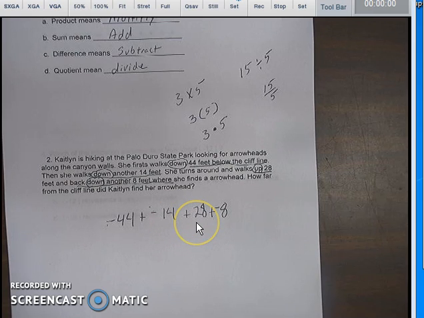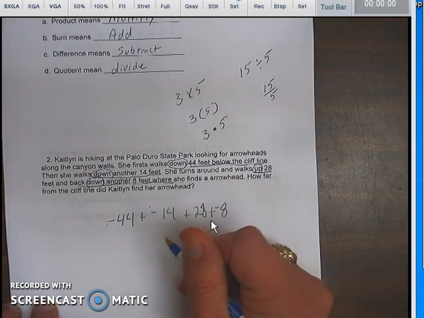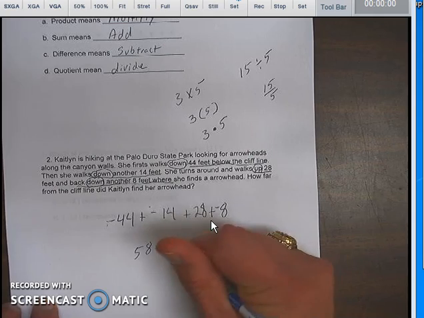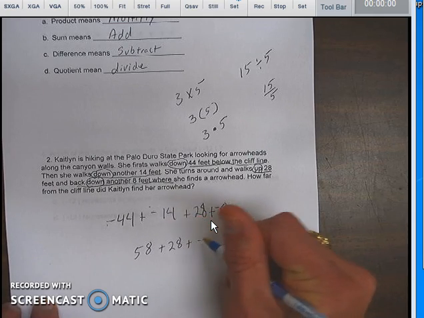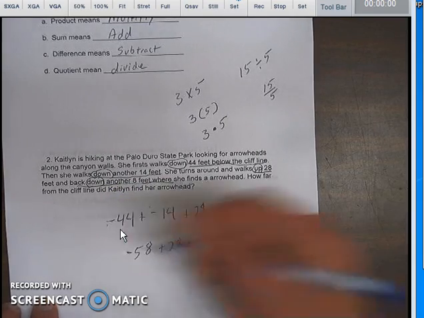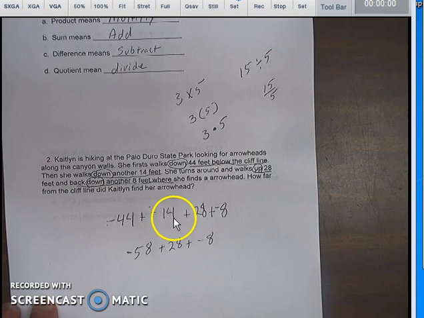And then she turned around and walked up. Walking back up would be positive, so you're just adding like you've normally added. And then she walked down another 8 feet. So you could have just put -8, but I prefer to say plus a negative. So that's what we've done. So what you need to do now is combine your negatives. -58 plus 28 plus -8. Okay, so right here, this would be -58 because he did 44 plus 14 negative.